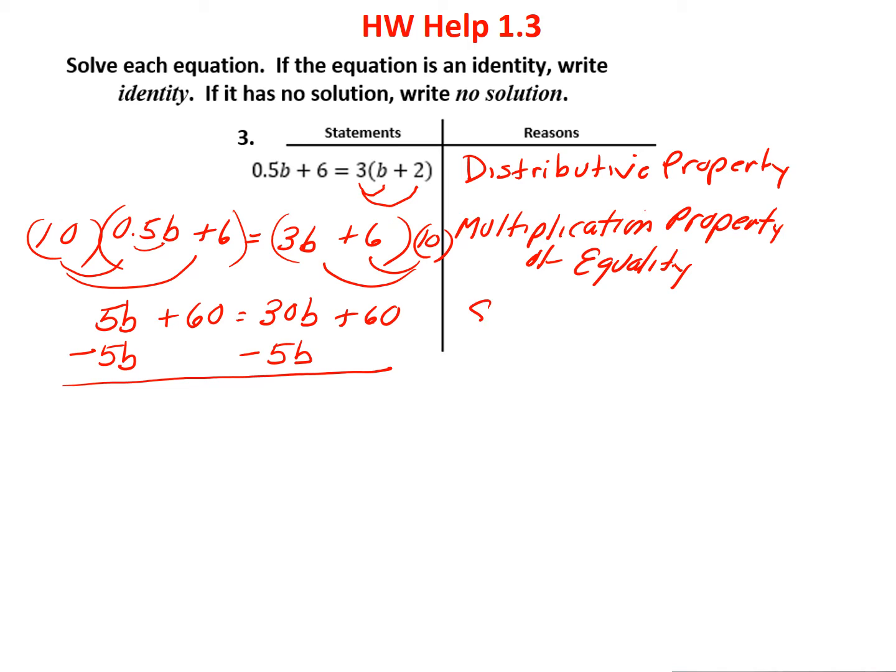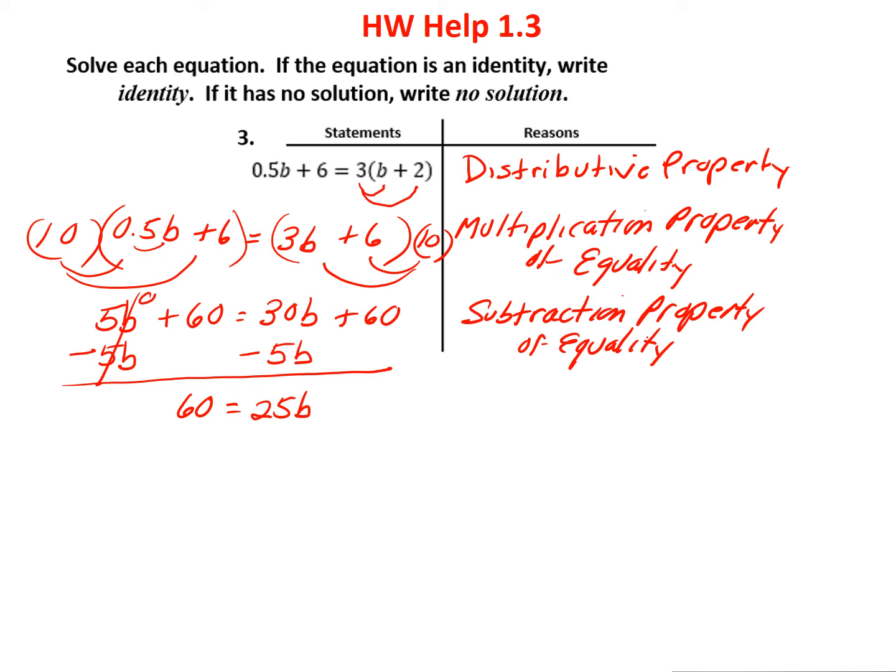And this, of course, is our subtraction property of equality. Subtracting 5b from 5b gives me 0. That gets the variable off that side and moves them all to the right side. 30b minus 5b means 25b, and then I have the plus 60.